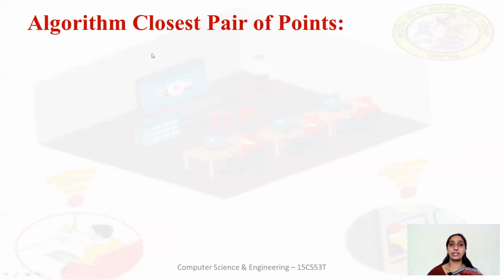Okay, now we shall see the algorithm for closest pair of points. The name of the algorithm is closest points, and the parameter for this algorithm is set of points P.